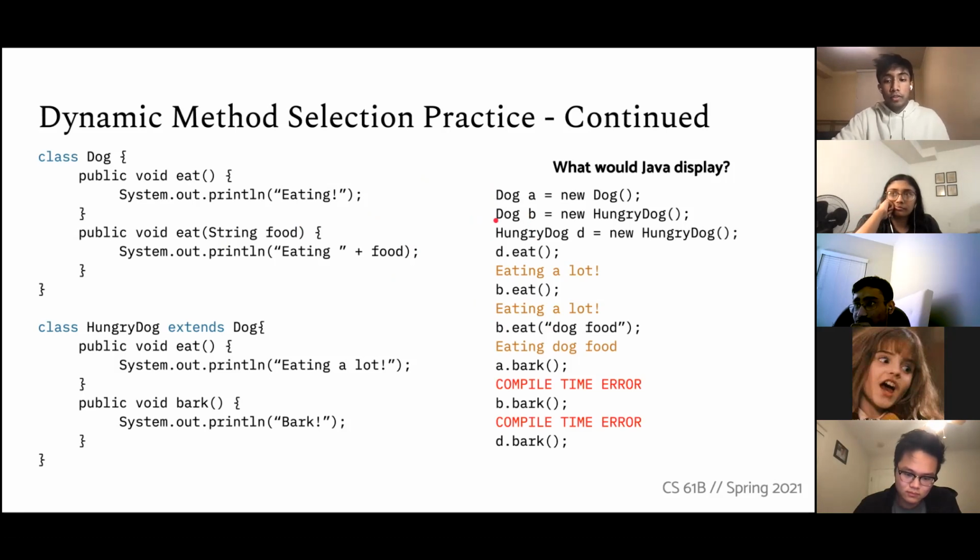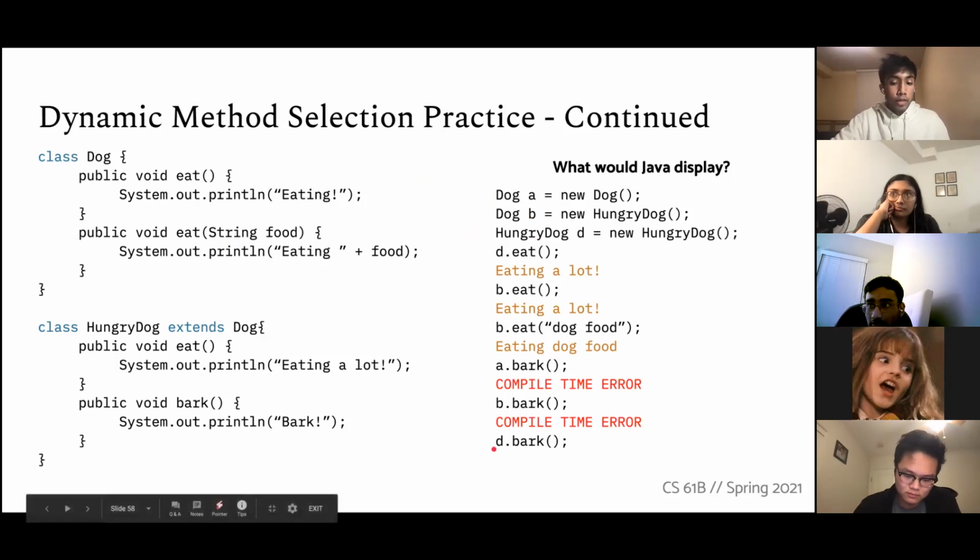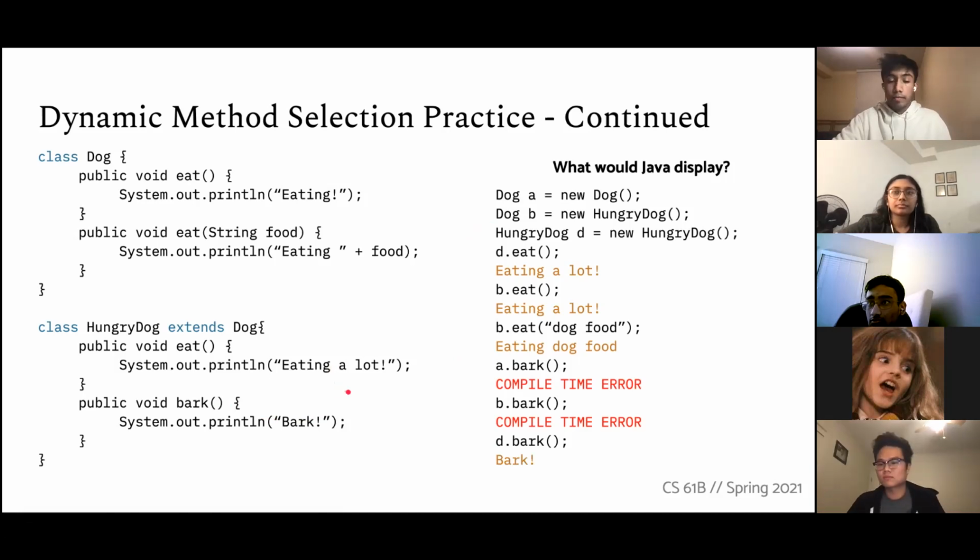And lastly, what happens if we do d.bark? Yep, so we get bark, and that's because it locks onto this method, row 74. And then we see the same thing at runtime. And so that's all I had.